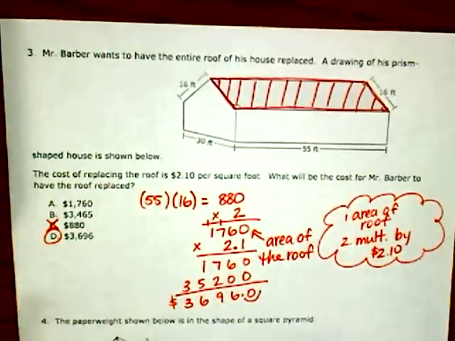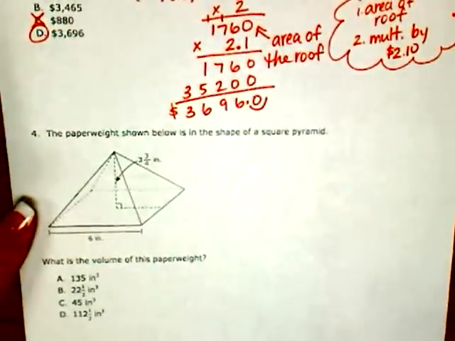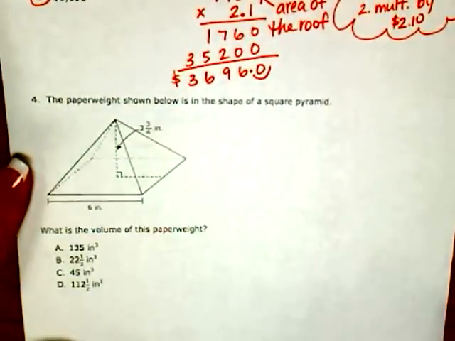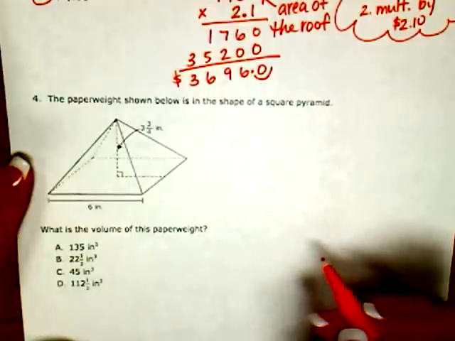Okay, and finally, let's look at number 4. Number 4, the paperweight shown below is in the shape of a square pyramid. What is the volume of this paperweight?